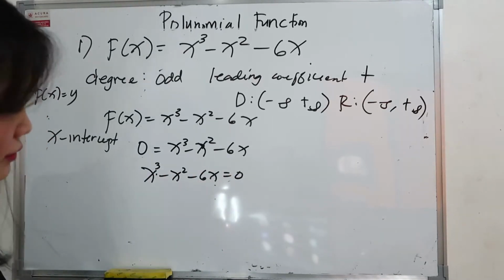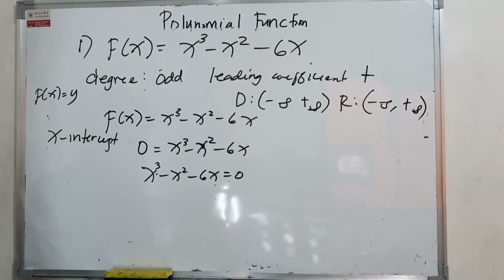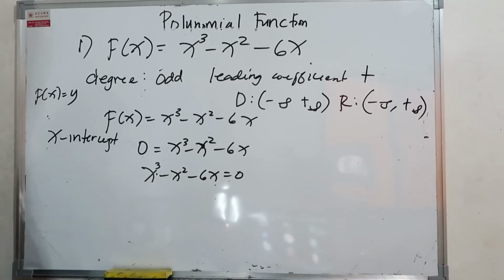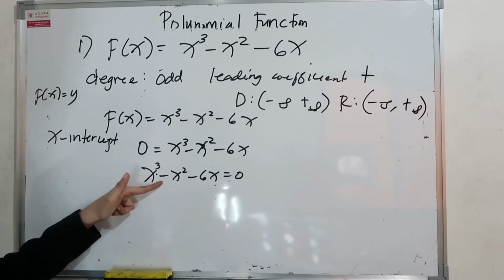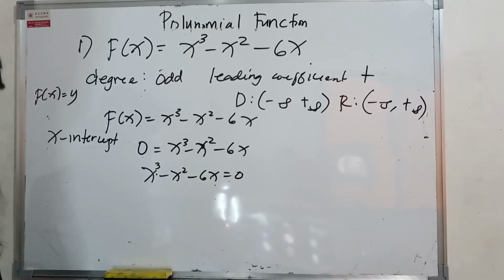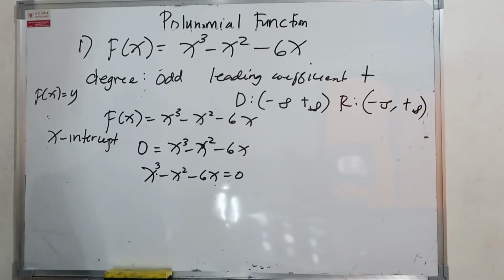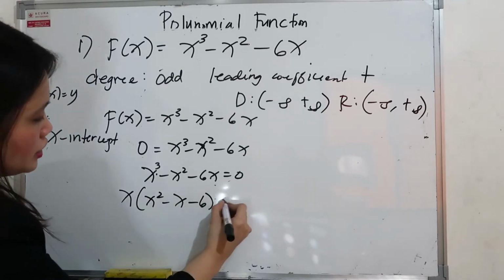How do we get the factor of x cubed minus x squared minus 6x equals 0? Using factoring, the greatest common factor is x, so you need to put x outside. That will become x squared minus x minus 6 equals 0.